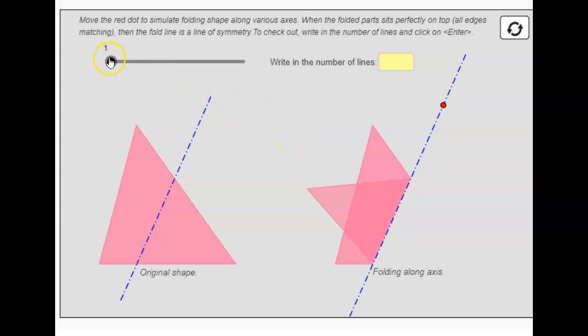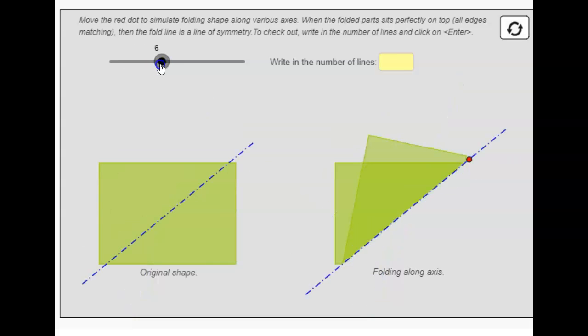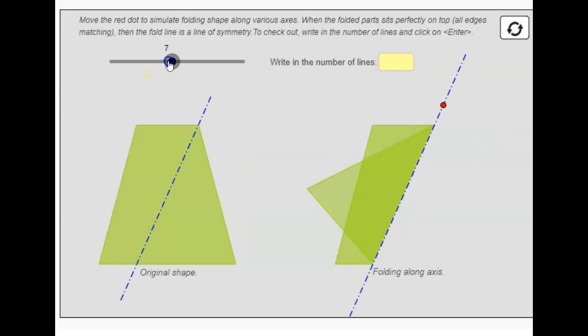Okay, over here, there's a slider. And as I move the slider to the right, I see that two things happen. The number up here changes and also the shape changes. Over here, there's a place for me to write in the number of lines. I'm not sure what that means yet.